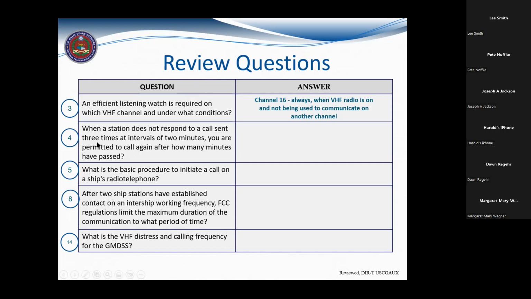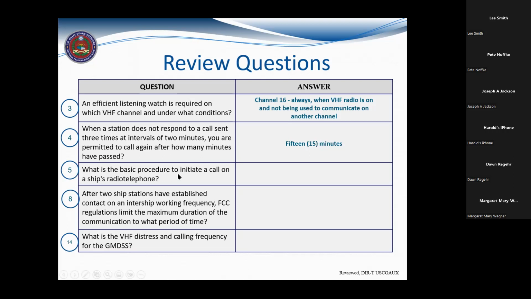Number 4, when a station does not respond to a call sent 3 times at intervals of 2 minutes, you are permitted to call again after how many minutes? 15. 15 is correct. If the frequency is not in use, then you might shorten that to 3 minutes.